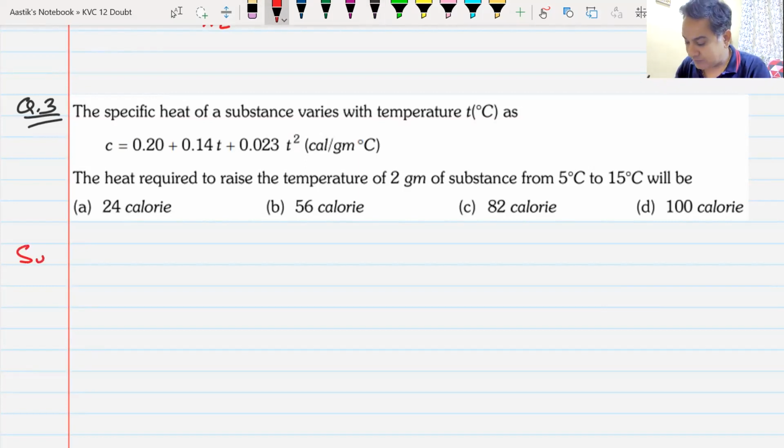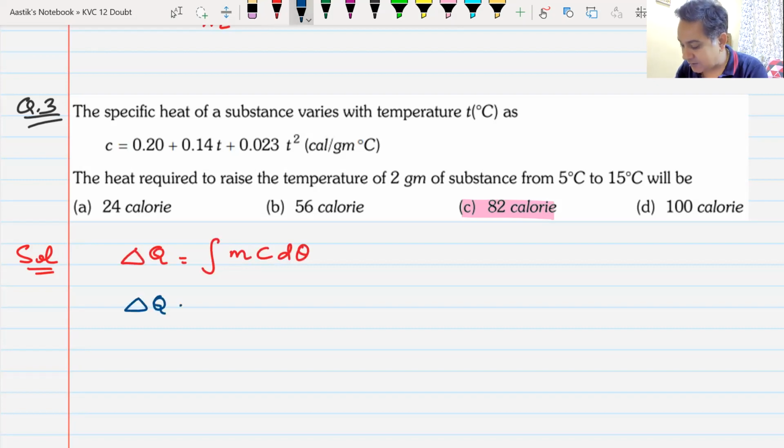So how do I solve it? Option C, sir. Wow. Good. I said wow just because you calculated correctly, because this question was all about calculation. Well done. How are we supposed to do this? I now have to use delta Q is integral of m c d theta. I just put the values, get the answer, and I stay happy.